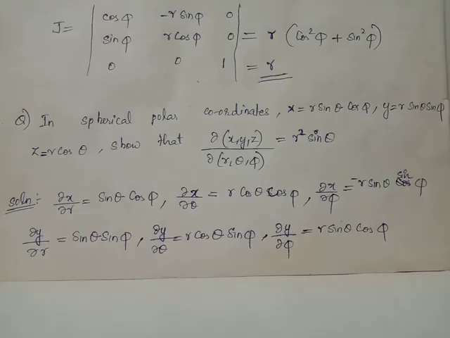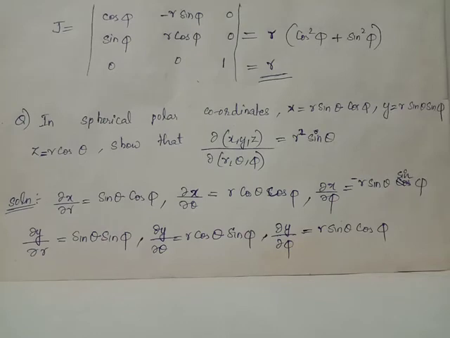To determine the Jacobian, we will have to evaluate the first order partial derivatives of x, y and z with respect to the independent variables r, theta and phi. We have dou x by dou r equals sin theta cos phi, dou x by dou theta equals r cos theta cos phi, dou x by dou phi equals negative r sin theta sin phi.